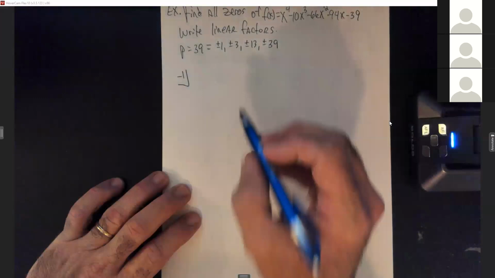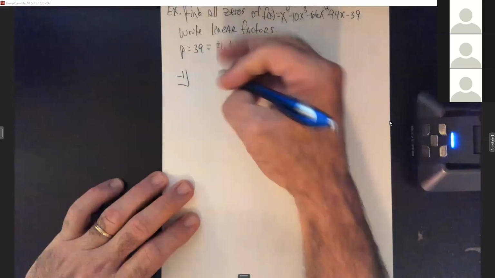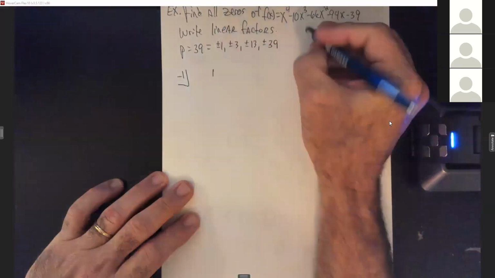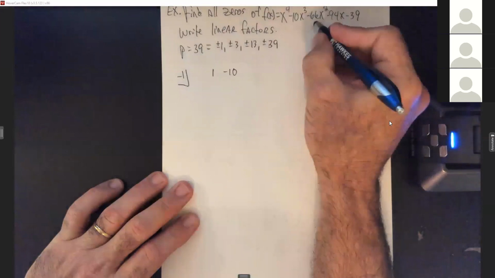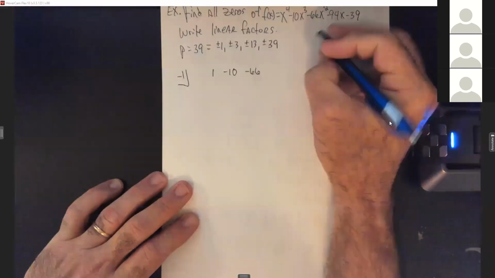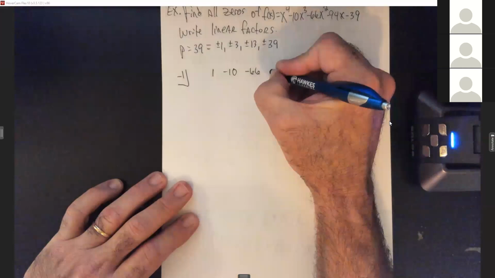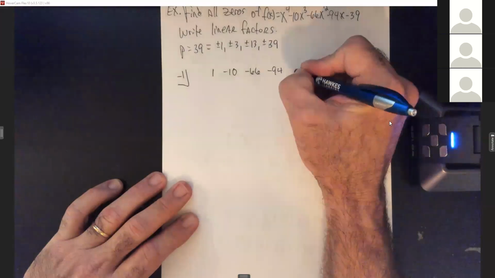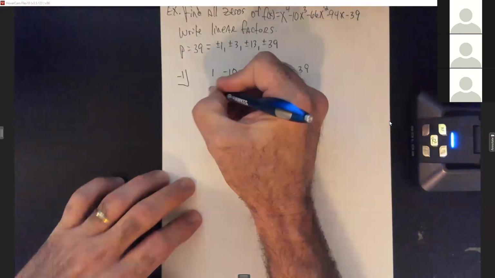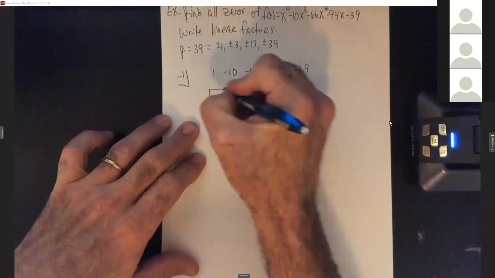All right, let's write our numbers out. I've got a 1, -10, -66, -94, and a -39. All righty, so if we're right, we're going to have a 0 remainder there, okay?